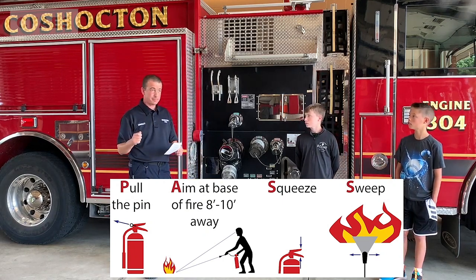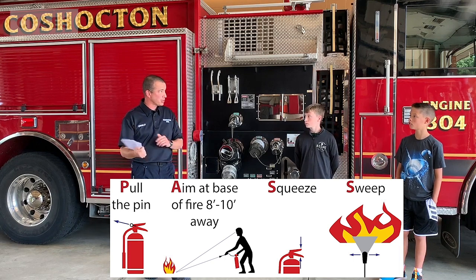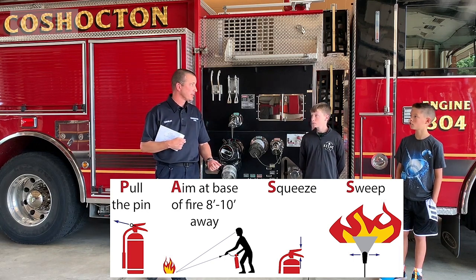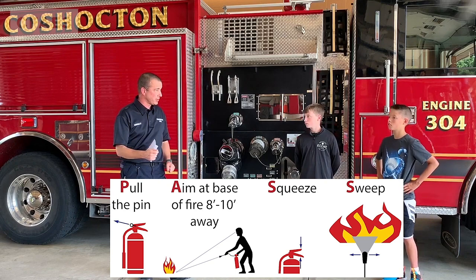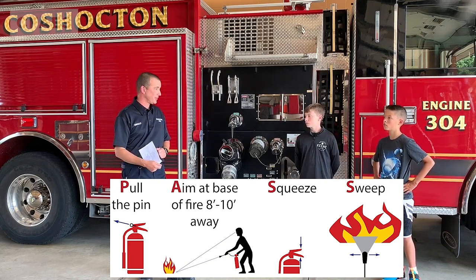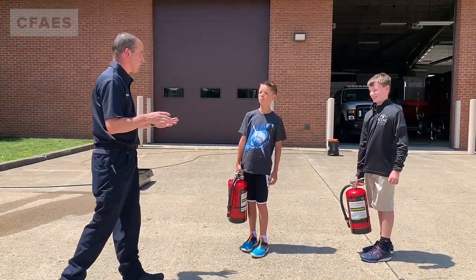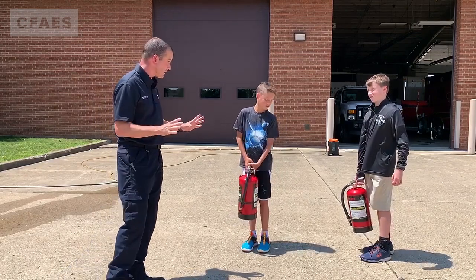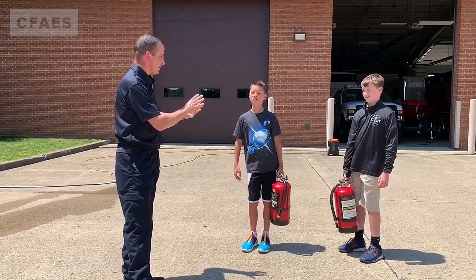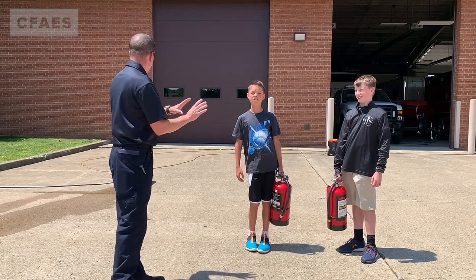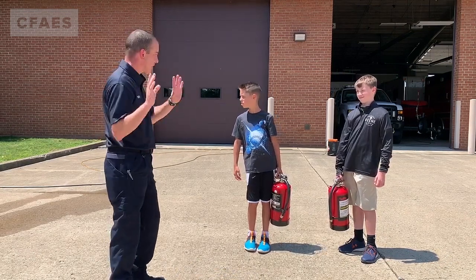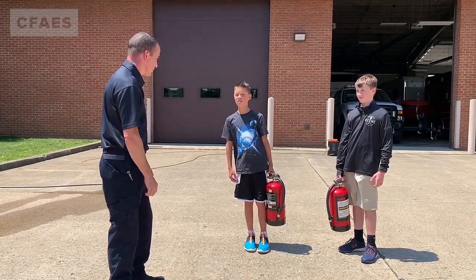the pin, and we're going to aim the nozzle at the base of the fire, and we're going to squeeze the handle and sweep side to side. Okay, so this class of fire is meant to mimic an ABC fire, and these are meant to mimic ABC extinguishers. Now this is all special training equipment that's made for training with fire extinguishers.